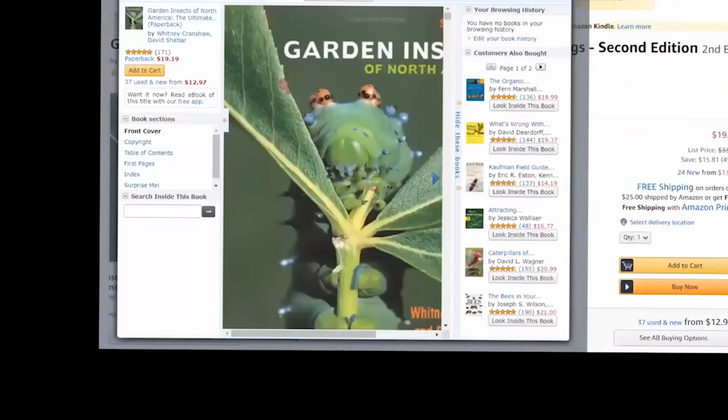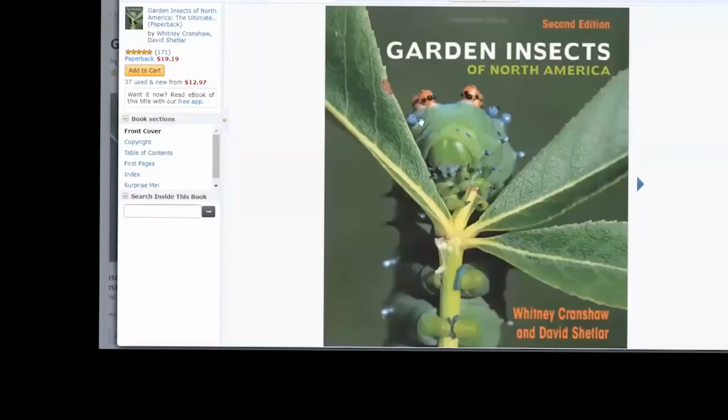One of the books I use a lot, if you guys can still see my screen, is this book by Whitney Cranshaw and David Shetler. I have this book on hand just about everywhere I go. And if you can see the camera, there are awesome color pictures here that we go through. This book is really cheap. I got this at McKay's for maybe $5. Great resource to utilize, and if you want to get even further into what garden insects you might have as well.